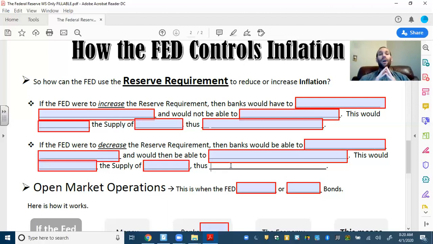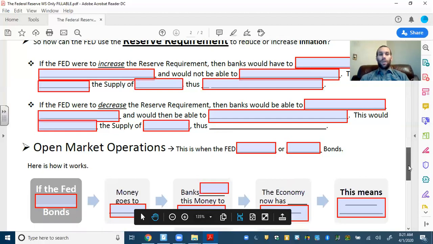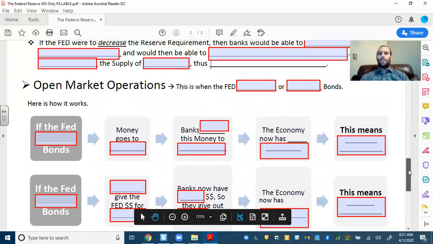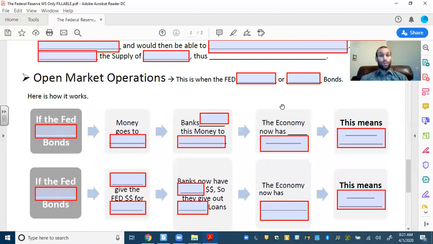The other point we have here is something called open market operations. So open market operations is considerably more complicated than the reserve requirement. So I'm going to show you guys a little diagram here so you can understand more of how it works. So try to follow along. Open market operations is when the Fed buys or sells bonds. So what you might be asking is, what is a bond? Well, a bond is essentially an IOU. Typically we're going to be talking about Treasury bonds, sometimes called T-bills.